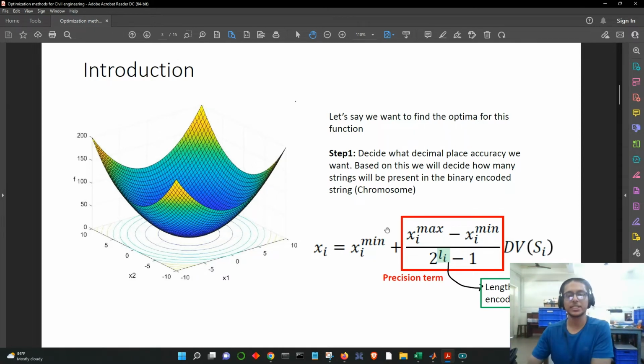To decide that, we look at our encoding algorithm and see that there will be a precision term that is going to give the number of decimal places after the point, like 1.0001 or 1.01, how many decimal places we want. So when we know that, we can put this precision term equal to that. So xi max minus xi min by 2 power l minus 1 equals 0.01, let's say, and then we can get the value of l, that will be the length of the string. Based on that, we can get what we call the chromosome length. If this is not clear, I think it will make much more sense when I solve an example problem later on in this session.